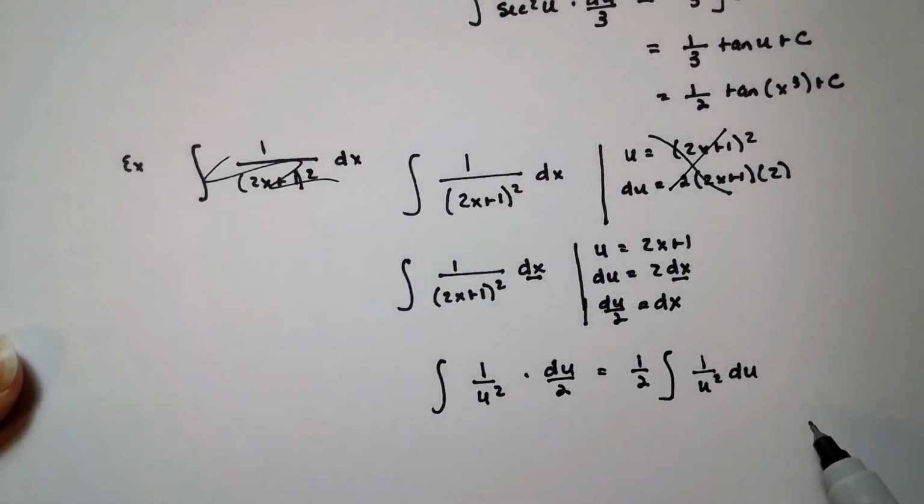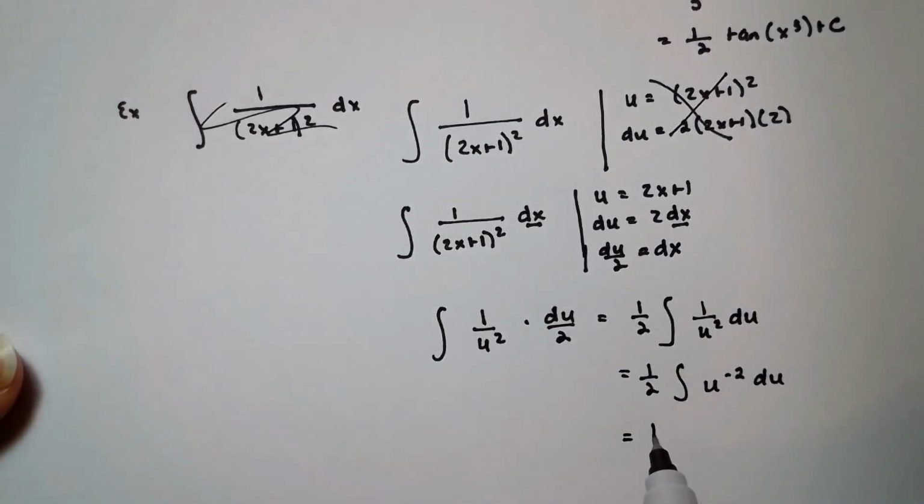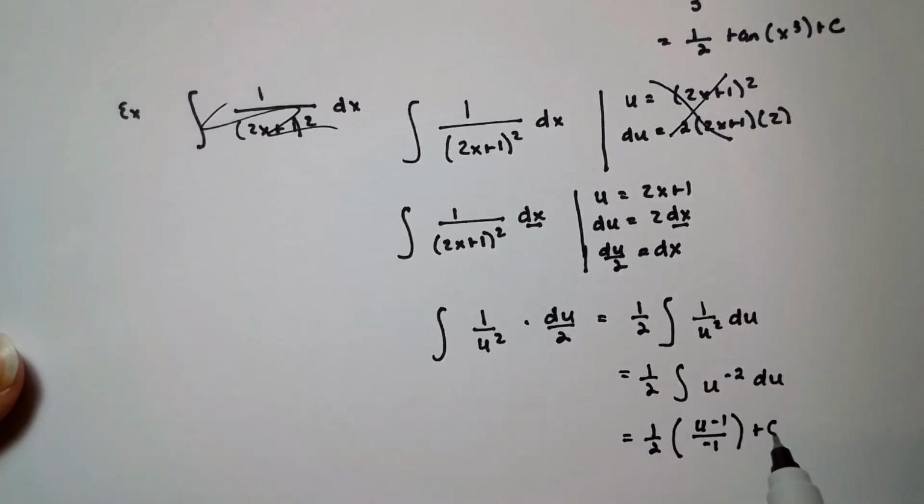I don't know how to integrate that, but if I bring it up as a negative exponent, I can use the reverse power rule, meaning I add 1 to the exponent and divide by the new exponent. So I've got 1/2, and now if I integrate this, I'm going to have u to the minus 1 over negative 1 plus c, and I'm just going to combine that negative 1 with the 1/2. I can leave it like this and back substitute. What was u again? 2x plus 1. Or I can go ahead and write it like this if I want to.